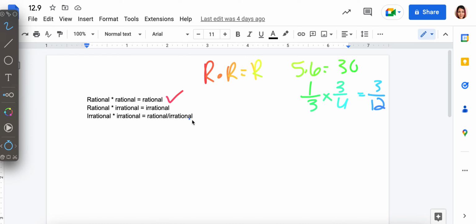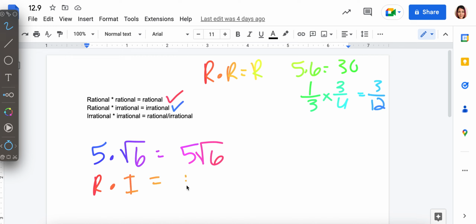A rational times an irrational will always give you an irrational. So rational number 5 times the square root of 6 equals 5 square root of 6. This is a rational times an irrational, which gives you an irrational. That will always happen, okay?